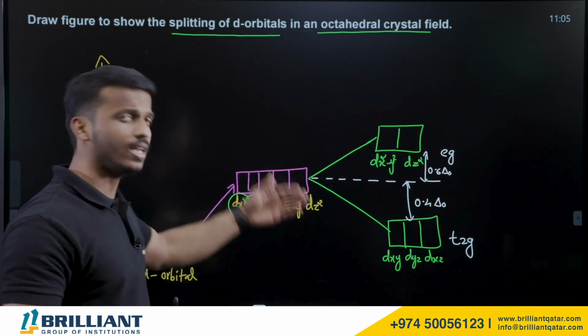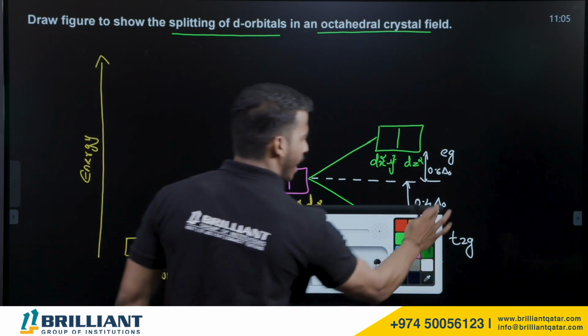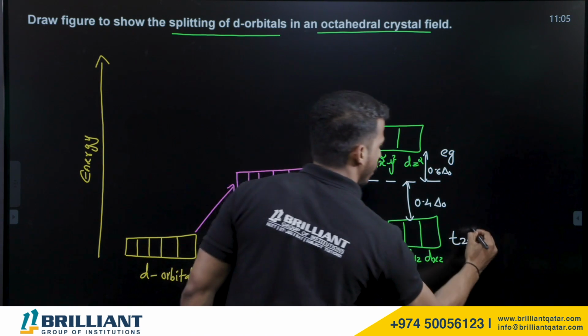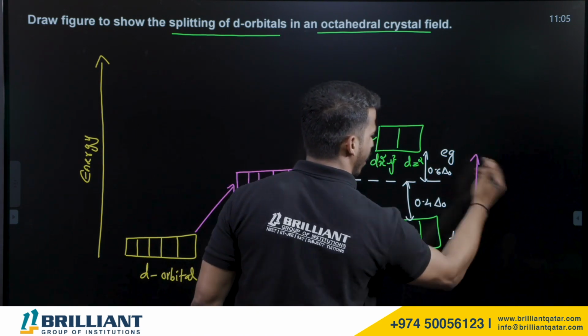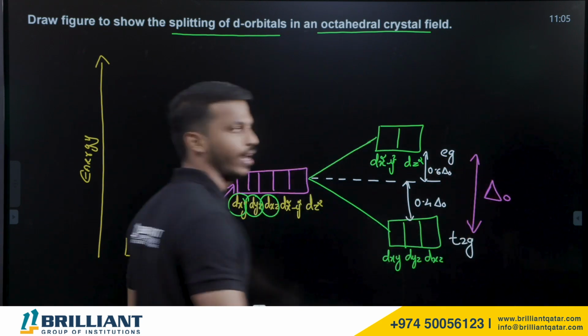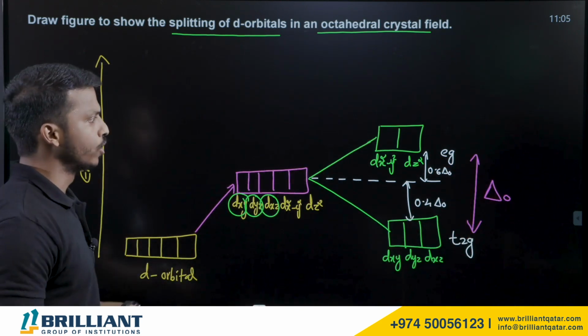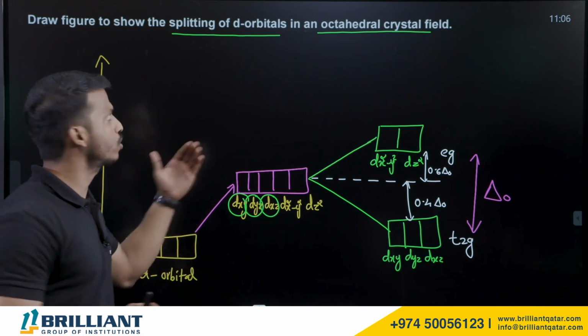That is our crystal field splitting energy. Here you know t2g and eg. The difference between the t2g and eg levels, what is that energy difference called? Delta O, for an octahedral complex. It's the crystal field splitting energy. So this is the diagram you have to write for this question.